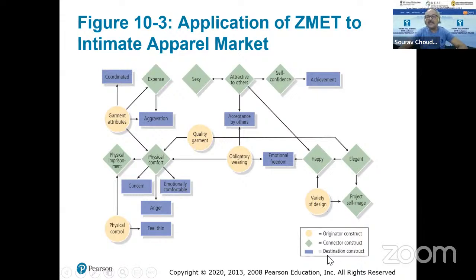Okay. And destination construct. Finally, what do you get out of it? You get these: aggravation, acceptance by others, emotional freedom, concern, emotional comfort, anger, and feel thin. These are all destination constructs. It's a science behind it. There will be words which are connectors, there will be words from where those thoughts originate, and there will be words which are your destination actually. These are all things which go in your brain.